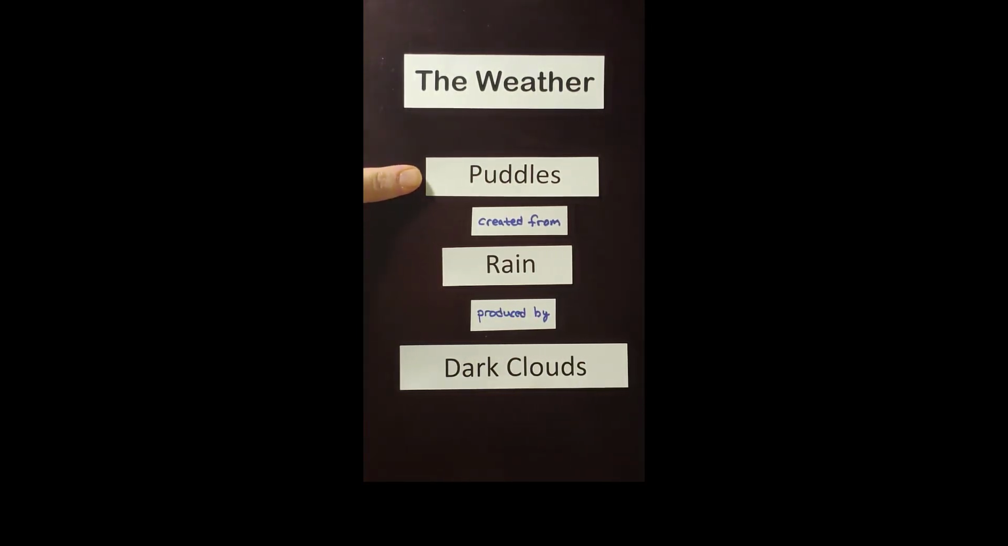Now, look at the logical consistency. Puddles created from rain, produced by dark clouds. And that makes perfectly good sense. This concept map is just as good as the previous one that we've just done. So there's nothing wrong with this one whatsoever.